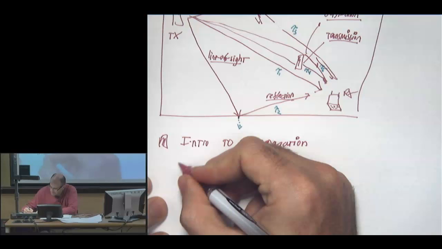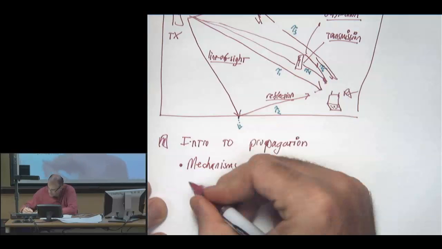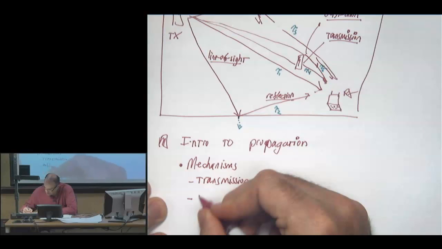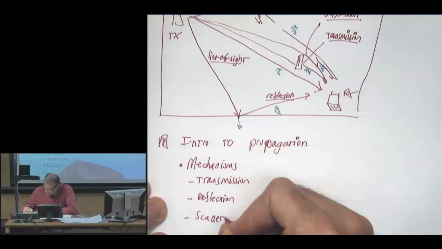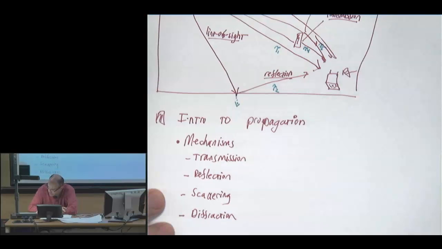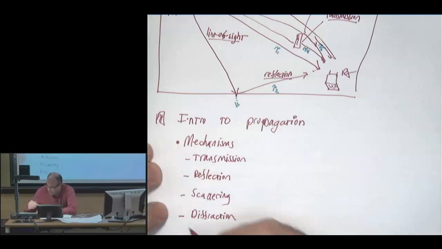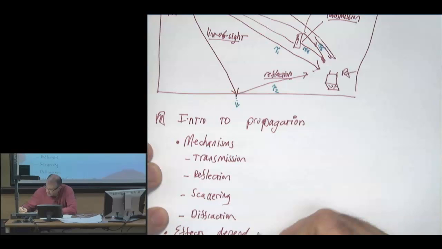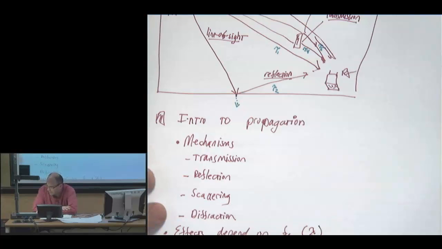So let me summarize here the mechanisms. Transmission, reflection, scattering, and diffraction. Depending on the carrier frequency and thus the wavelength, these effects may become more or less important. So they're all a function of the carrier frequency and the wavelength. So these effects depend on the carrier, or equivalently the wavelength, of the signal.